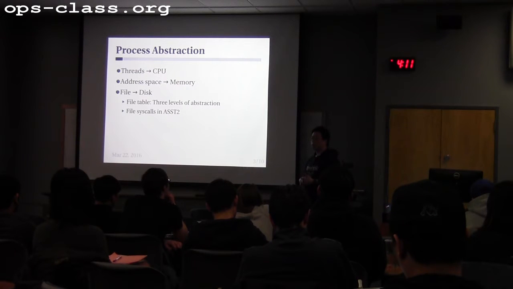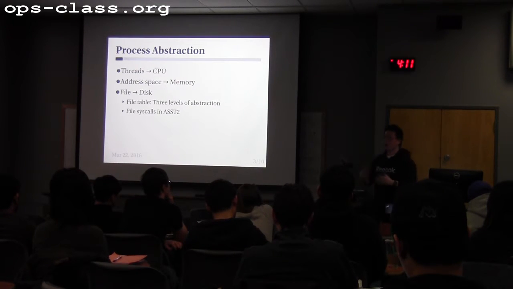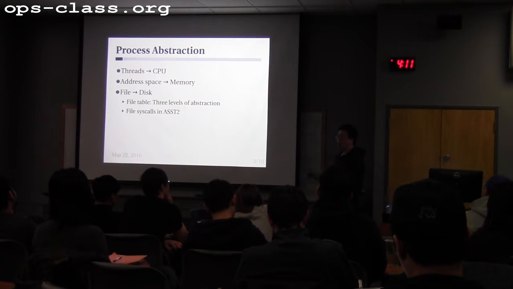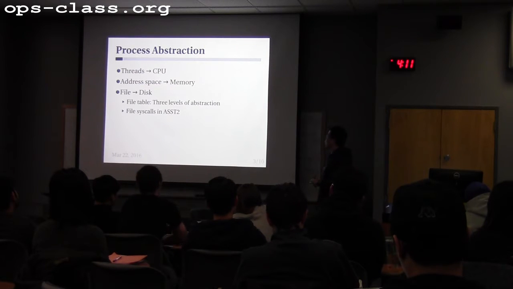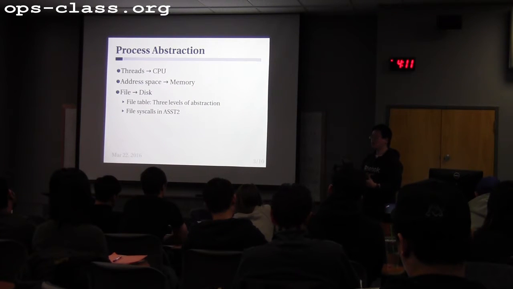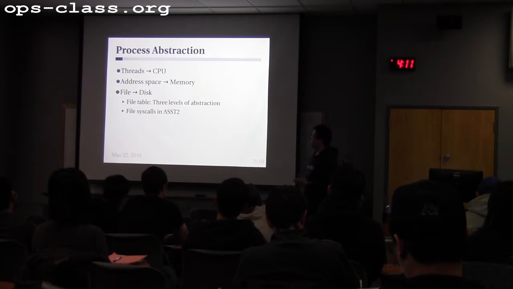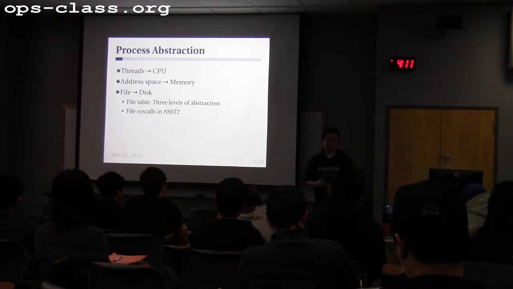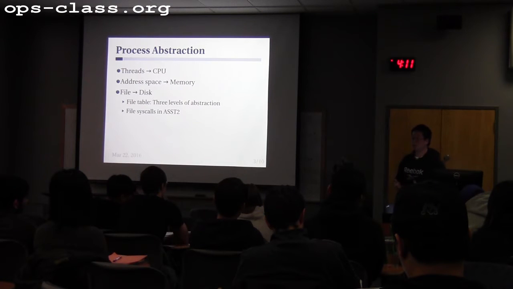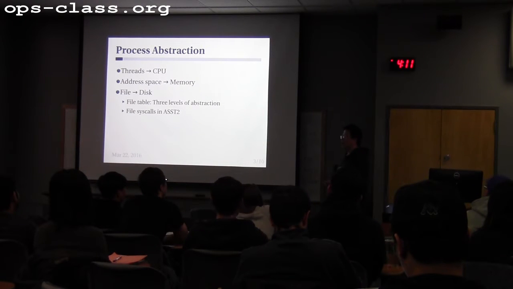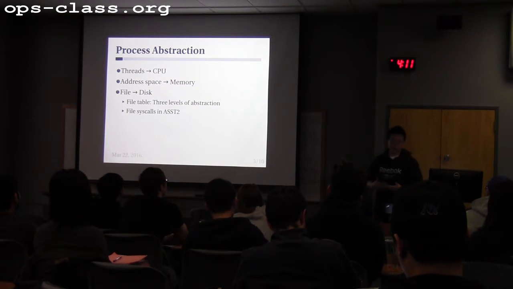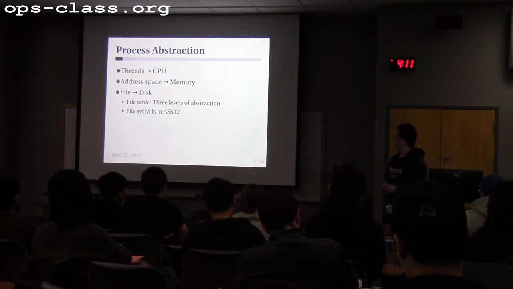Then the second level of abstraction, we have the file handle, right? So file handle basically encapsulates the information about this file and where it's stored in the disk, and how far we have to read or write within the file. And the final level of abstraction is the blocks on the disk, basically the vnode concept in the OS161. So you need to understand the abstractions in the file system, and you may want to review the file syscalls in assignment 2 to better help you understand the concepts we have covered in the lectures. So this is the first topic about the process abstraction.